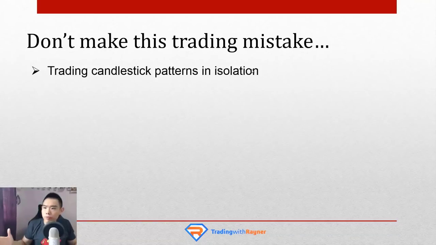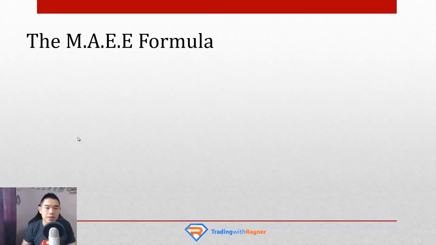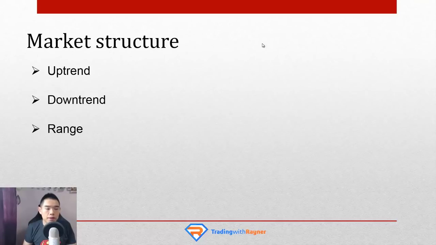So now you might be wondering, okay, Rainer, I shouldn't trade candlestick patterns in isolation, so what now? Well, what you want to do is apply the MAY formula. If you apply this formula, I can almost guarantee that when you trade candlestick patterns, your results will improve. So what is this MAY formula? Let's get started. Number one, M. It stands for market structure.